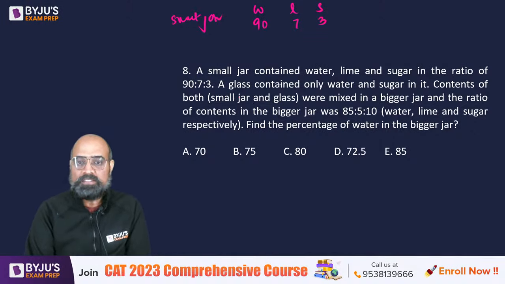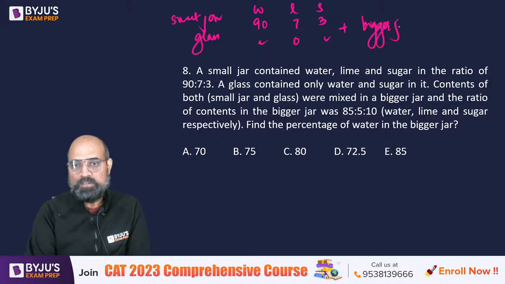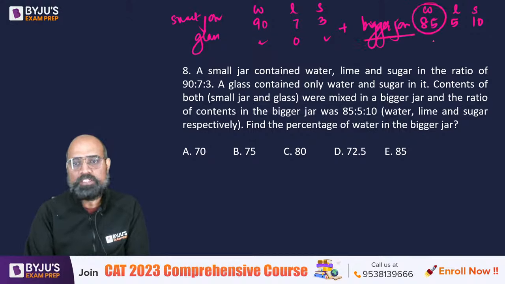A glass contains only water and sugar in it. Now the contents of both of them are mixed in a bigger jar, and the ratio of contents in the bigger jar are 85, 5 and 10. They have not simplified. Never mind. This is water, lime and sugar respectively. Find the percentage of water in the bigger jar. In the bigger jar, water percentage is 85 out of 100.